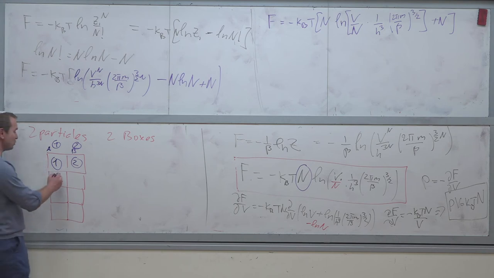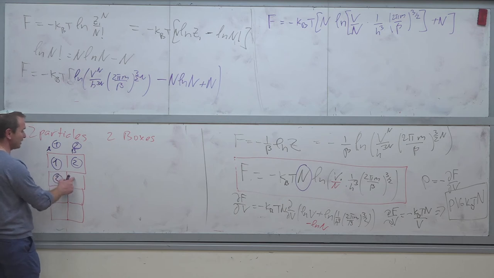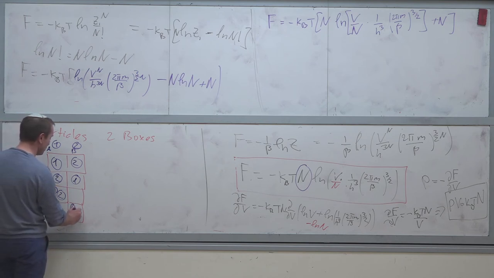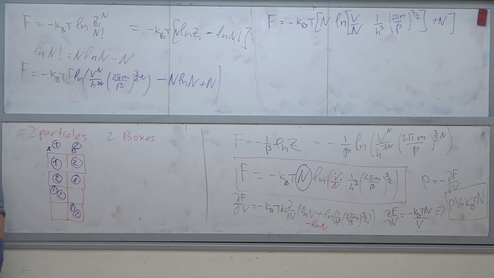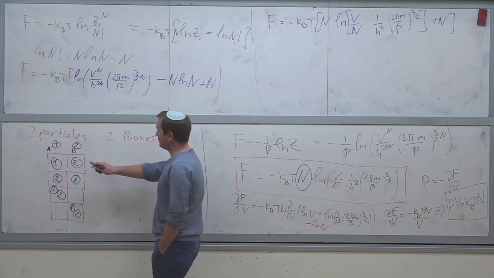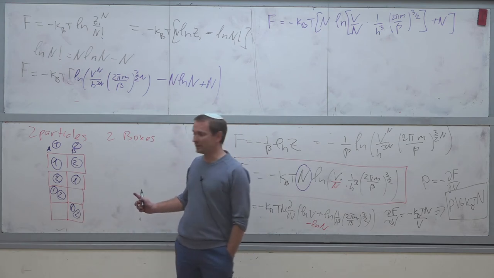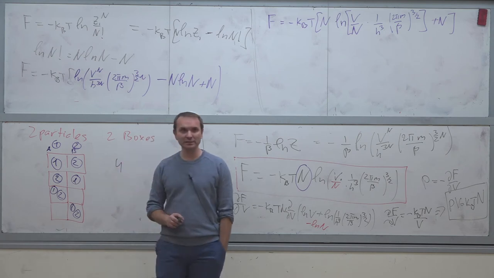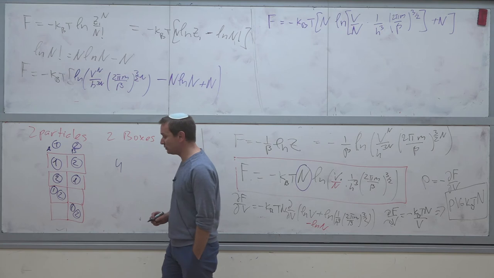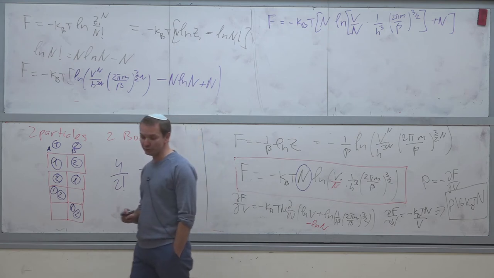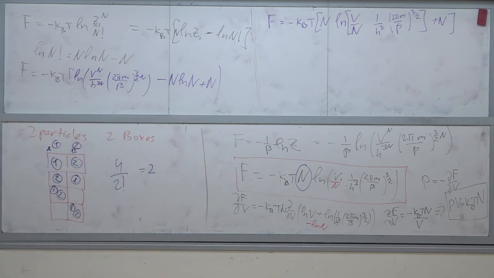I can have the other way around, particle number two in box A, particle number one in box B. I can have the situation where particle number one and particle number two are both in box A, or both in box B. Now, when I'm counting this, I have four different states. Gibbs says the total number of states is not four. It is 4 divided by 2 factorial, which is exactly 2. There are two different states over here. This is what Gibbs says to us.